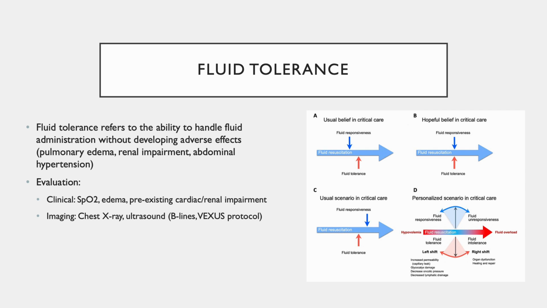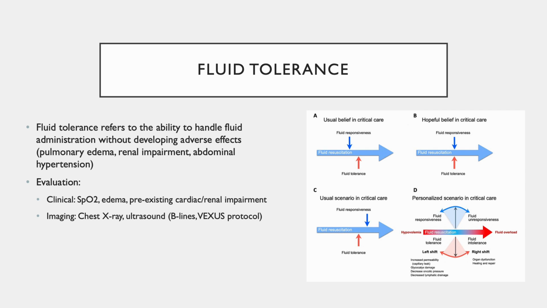While measures of fluid responsiveness provide a suggestion of the likely benefit of an additional fluid bolus, the concept of fluid tolerance focuses on the potential harm that might result. Fluid tolerance refers to the ability to handle fluid administration without developing adverse effects like pulmonary edema, renal impairment, and abdominal hypertension. This can be assessed using clinical parameters such as the requirement for supplemental oxygen, clinical features of pulmonary edema, as well as imaging tests like chest radiograph and bedside ultrasound. The presence of multiple B lines, usually described as more than 3 per rib space, or an elevated VExUS score suggests higher risk for fluid intolerance.